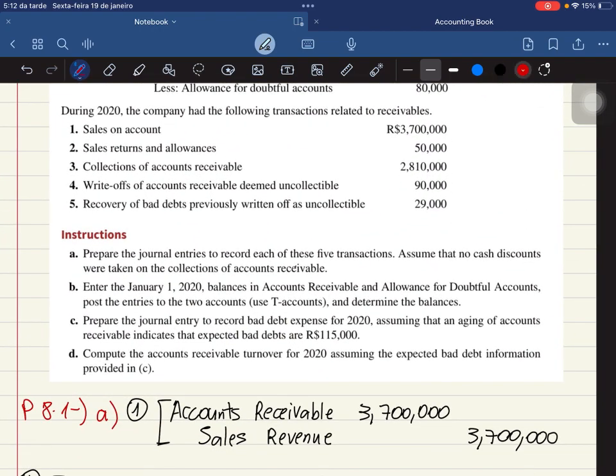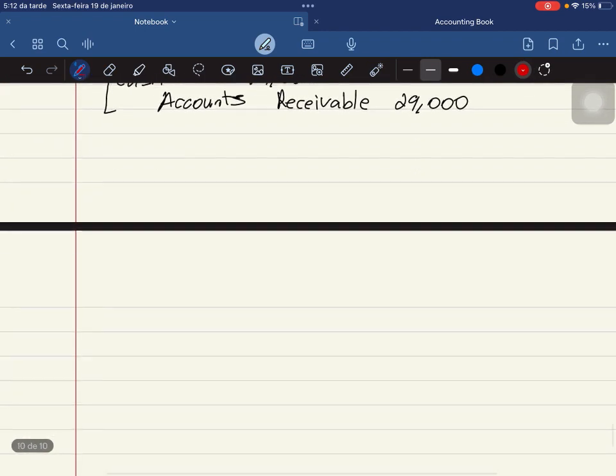Okay. B. Enter the January 1st balances in accounts receivable and allowance for doubtful accounts. Post the entries to the two accounts, use the accounts, and determine their balances. Well, for you to know the balances, that means the ending balances, right? For accounts receivable and allowance for doubtful accounts, you really have to use the accounts. There's no other way. So we're going to have to make the accounts for both.